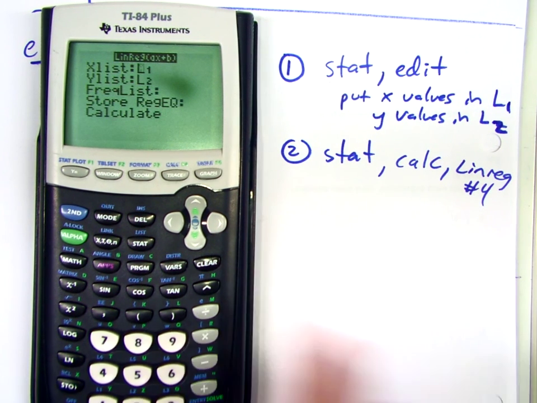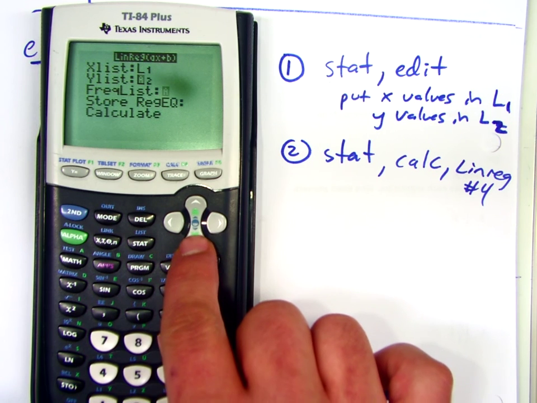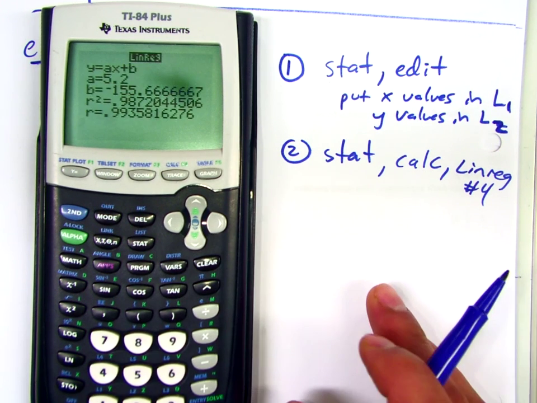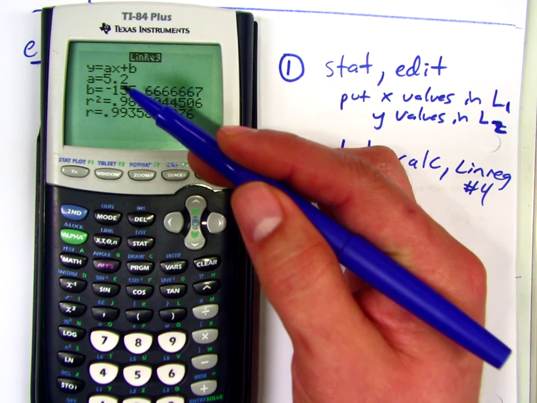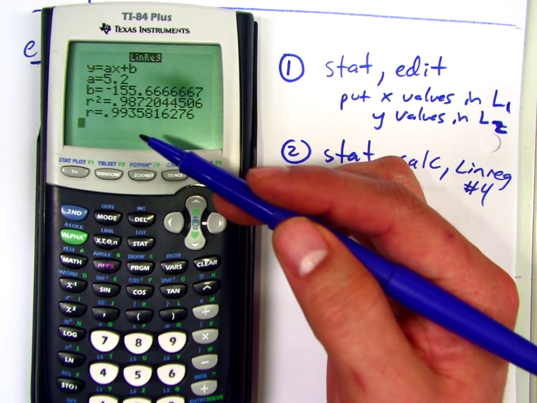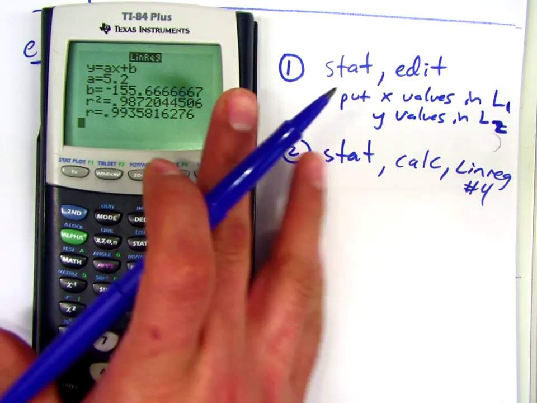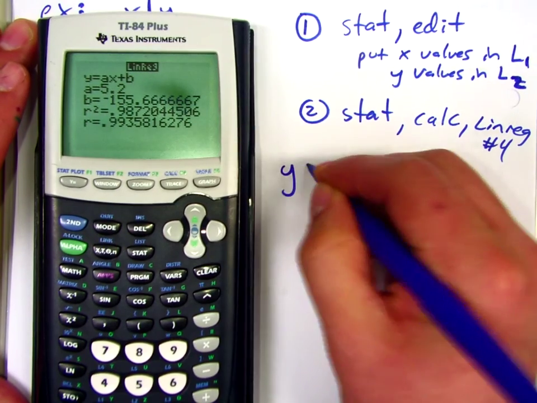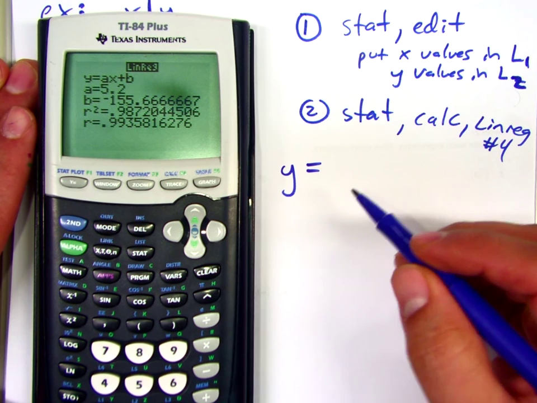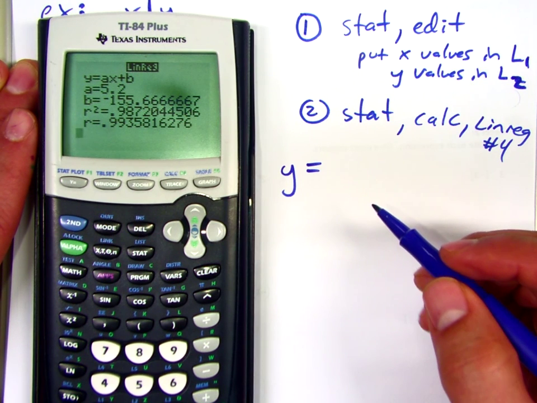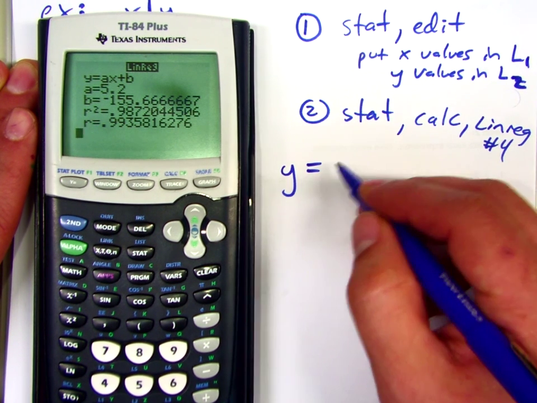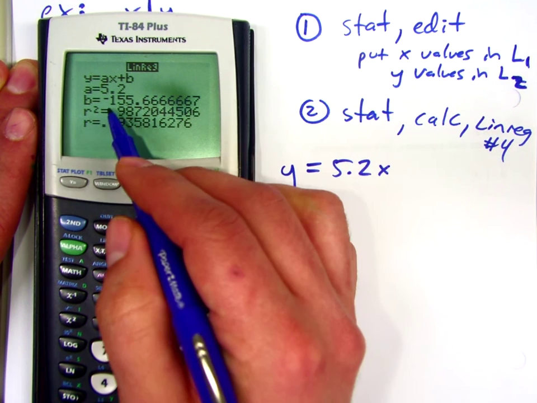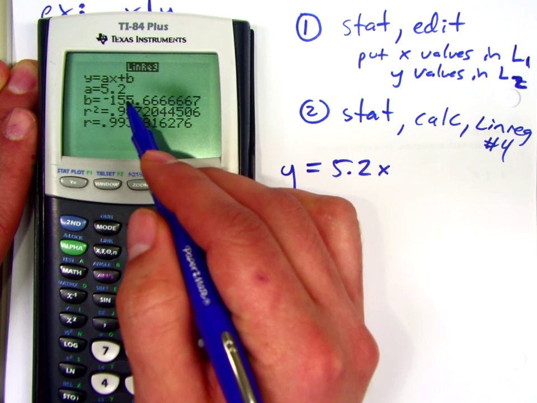Scroll down to where it says calculate, hit enter, and it should give you the line of best fit. Okay? And so now let's write this down. So y is going to equal, what's the slope? 5.2x. Y-intercept is negative 155.6.